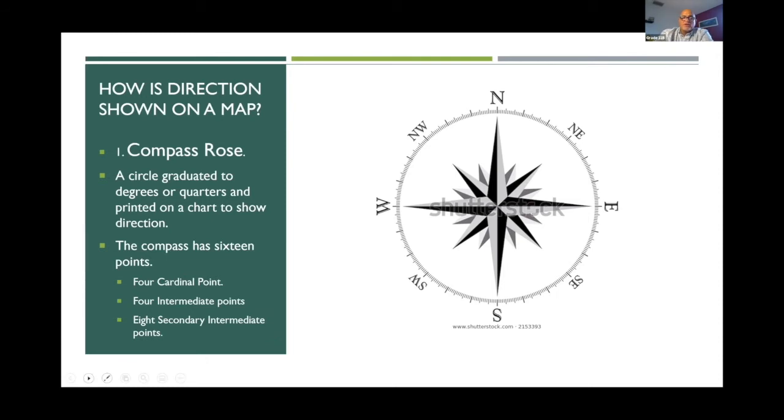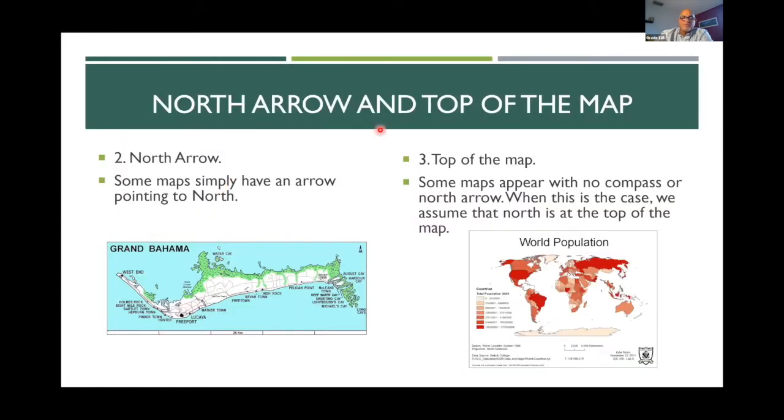So I just showed you one way we show direction on a map, and that's with a compass rose. We also have a north arrow. So if you look at this map of Grand Bahama, if you look in the top right-hand corner, you will simply see a north arrow.